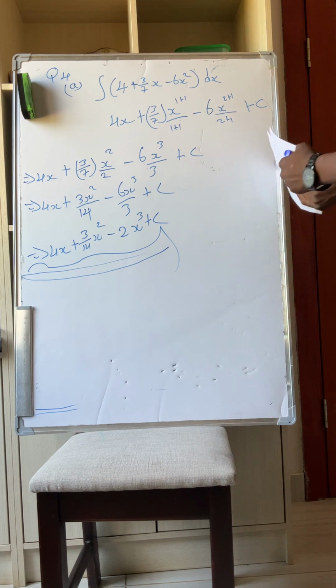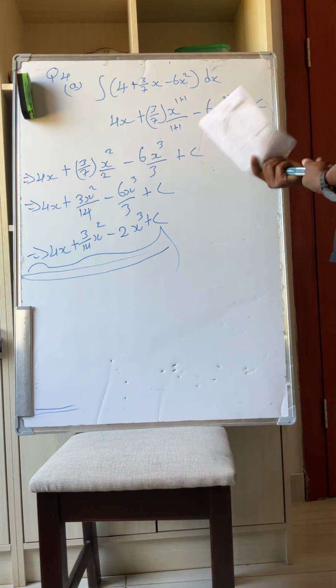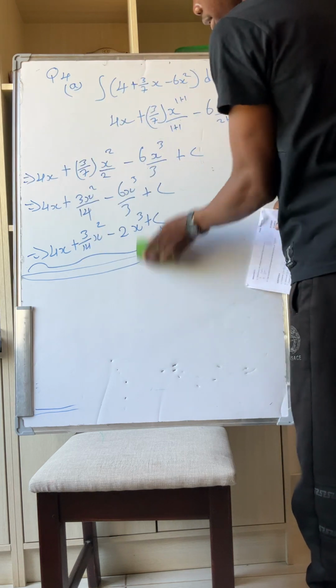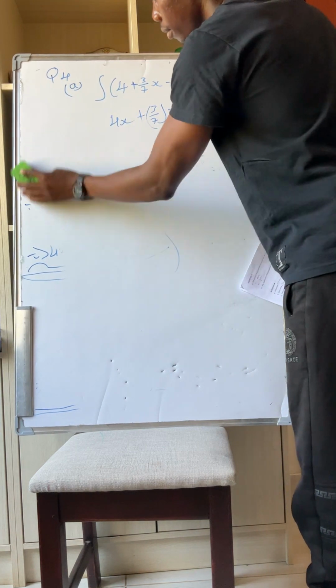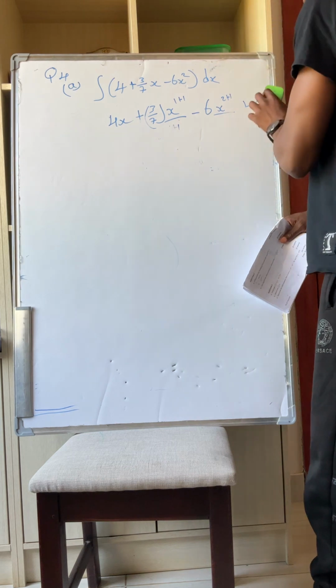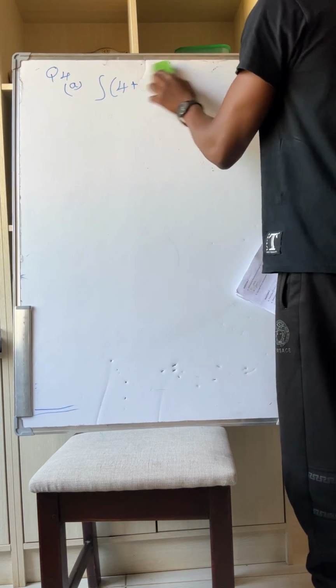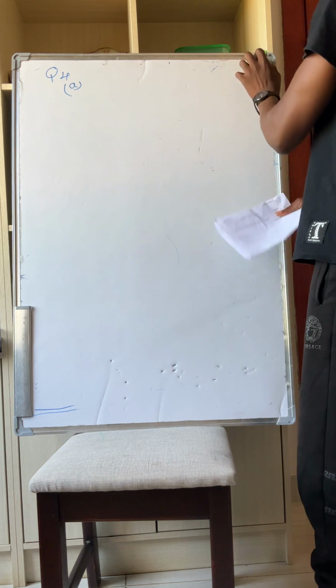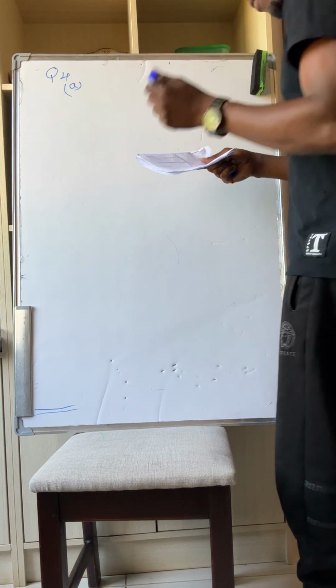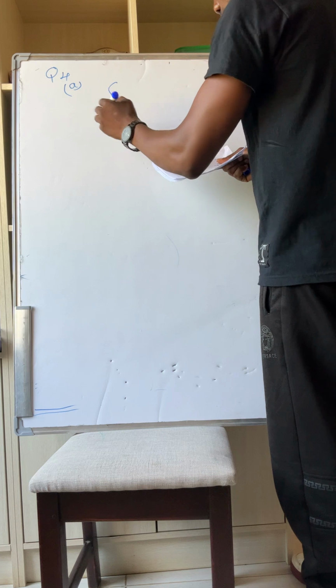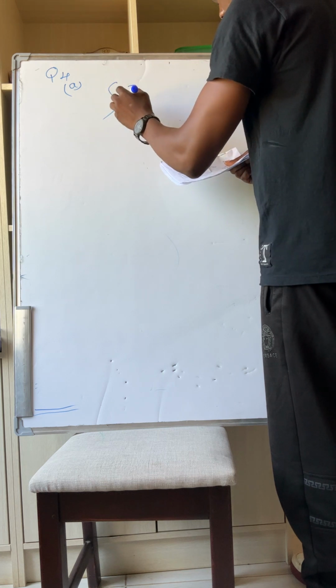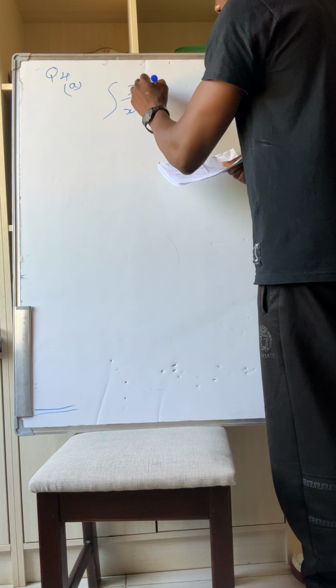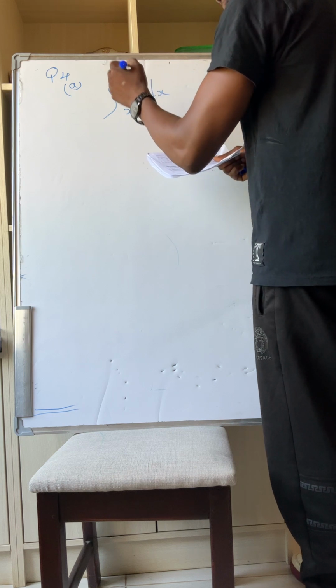The second question. It's just direct integration. There's nothing to start panicking about. It's just a straightforward thing. Integrate 3 over x squared dx. The same applies to this one.